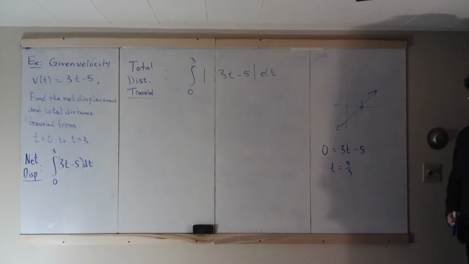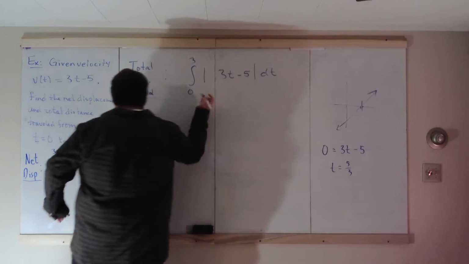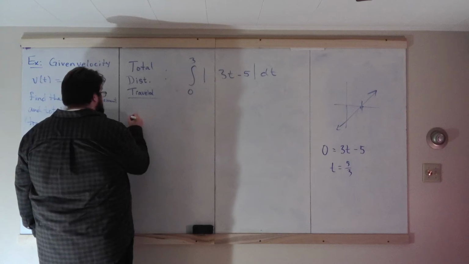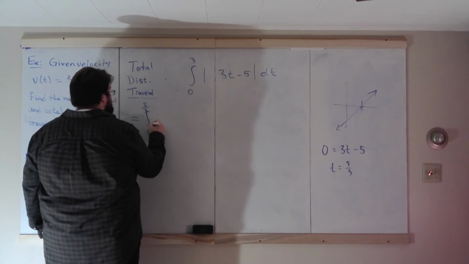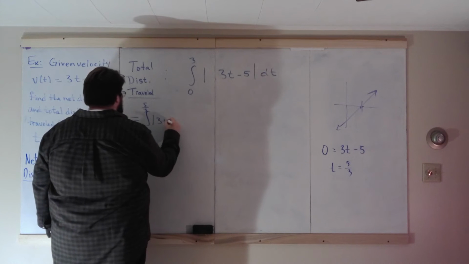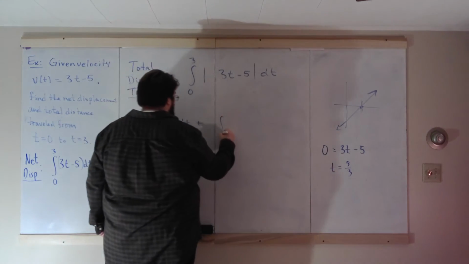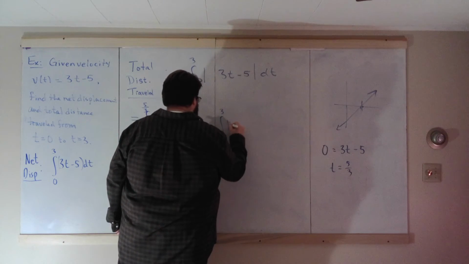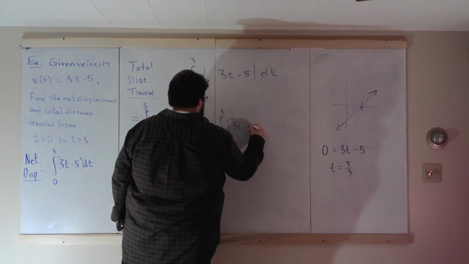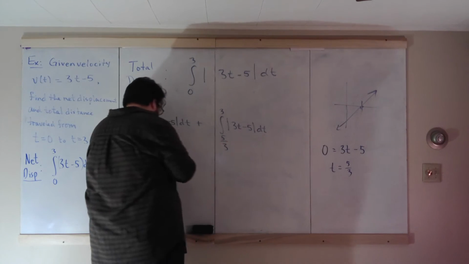Well, that tells us some of the information we need. Let's write it down. So this integral equals, it splits at 5/3. We have not taken an absolute value yet. All we did was figure out where the absolute value changes from negative to positive.